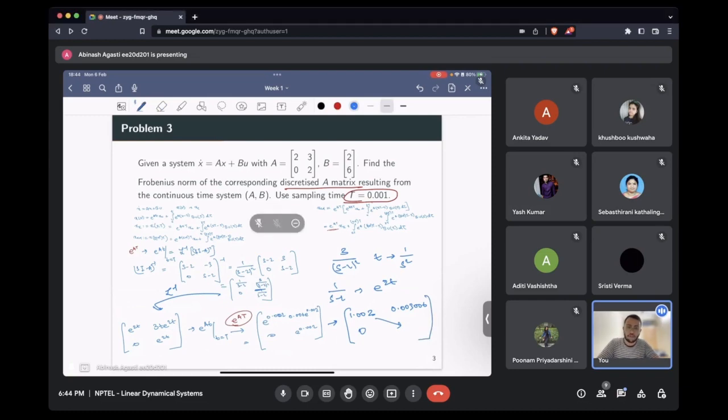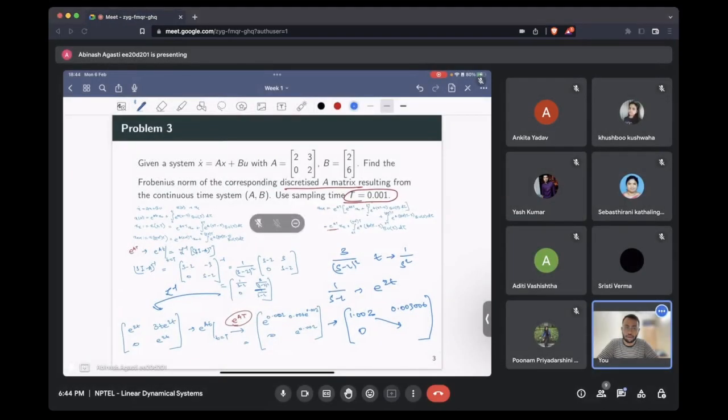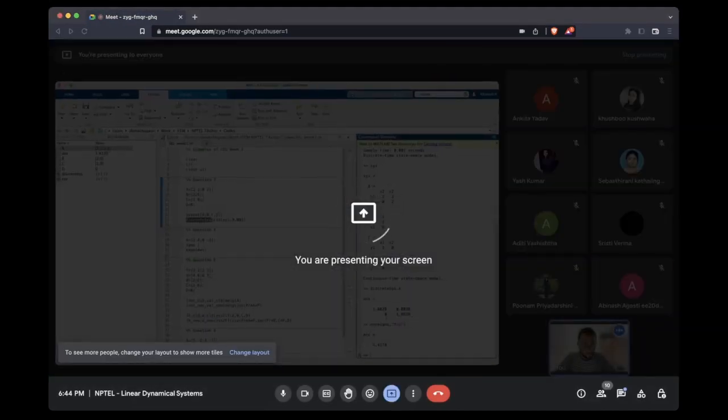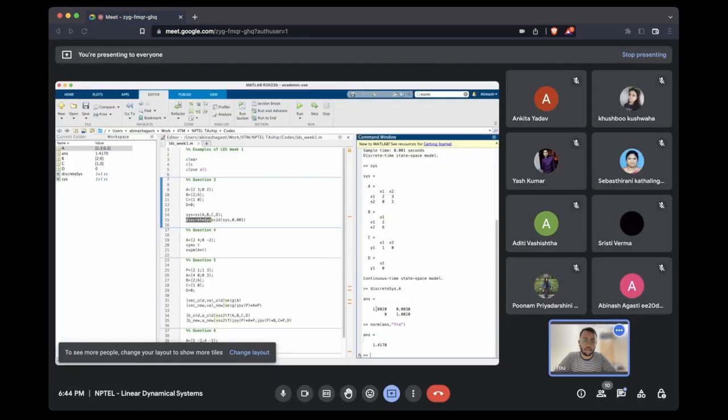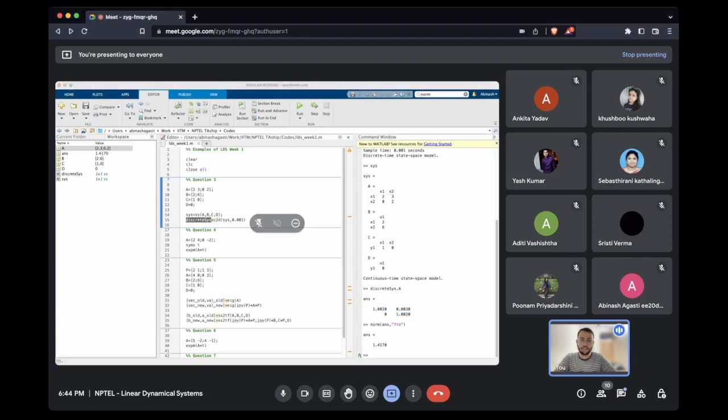So now if you look back again to the MATLAB plot, the discretized system by MATLAB gave us this solution, right? And we also found out that the discretized A matrix e to the power A capital T is also exactly the same thing. So that verifies our answer.